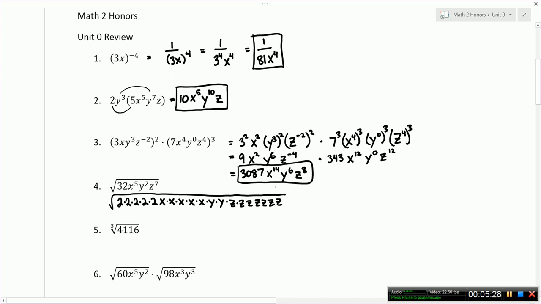When we're simplifying a square root, we're looking for pairs of things. So if we find any pair of things, we can take the square root of that. So for example, we have a pair of 2's here. 2 times 2 is 4. We can take the square root of 4, which is 2. Here's another pair. So I'm going to circle all the pairs of things that we can remove from underneath the square root.